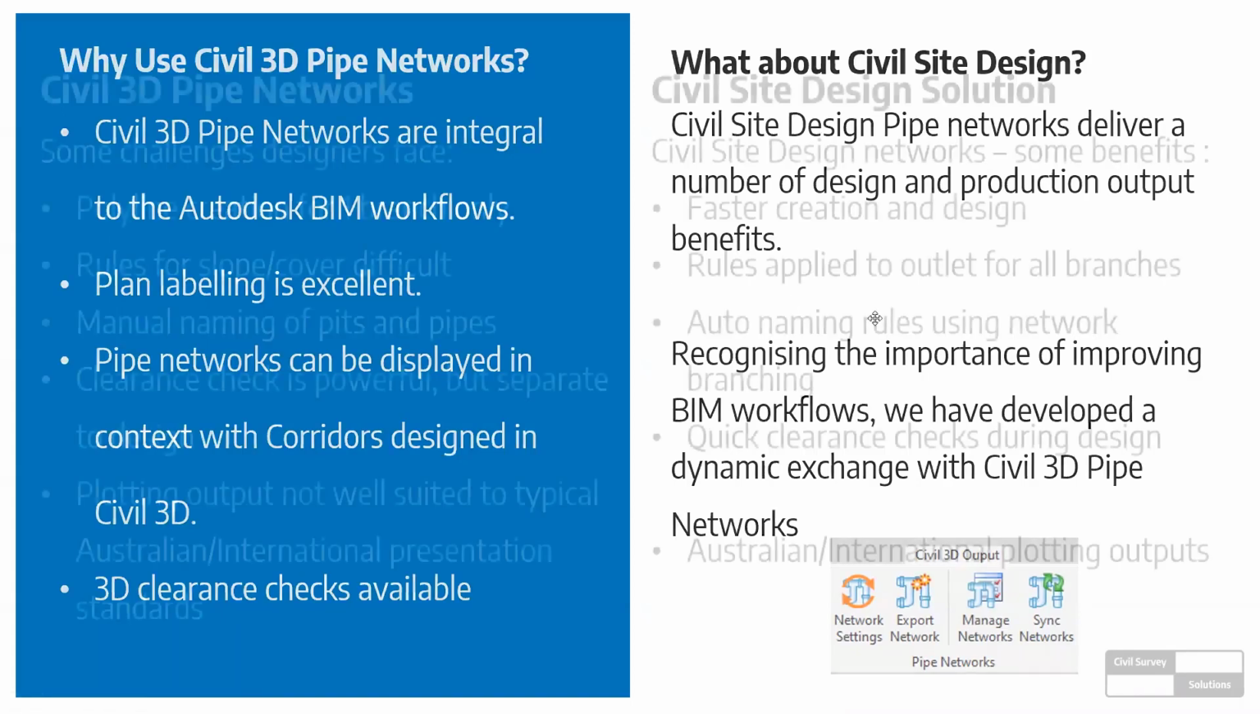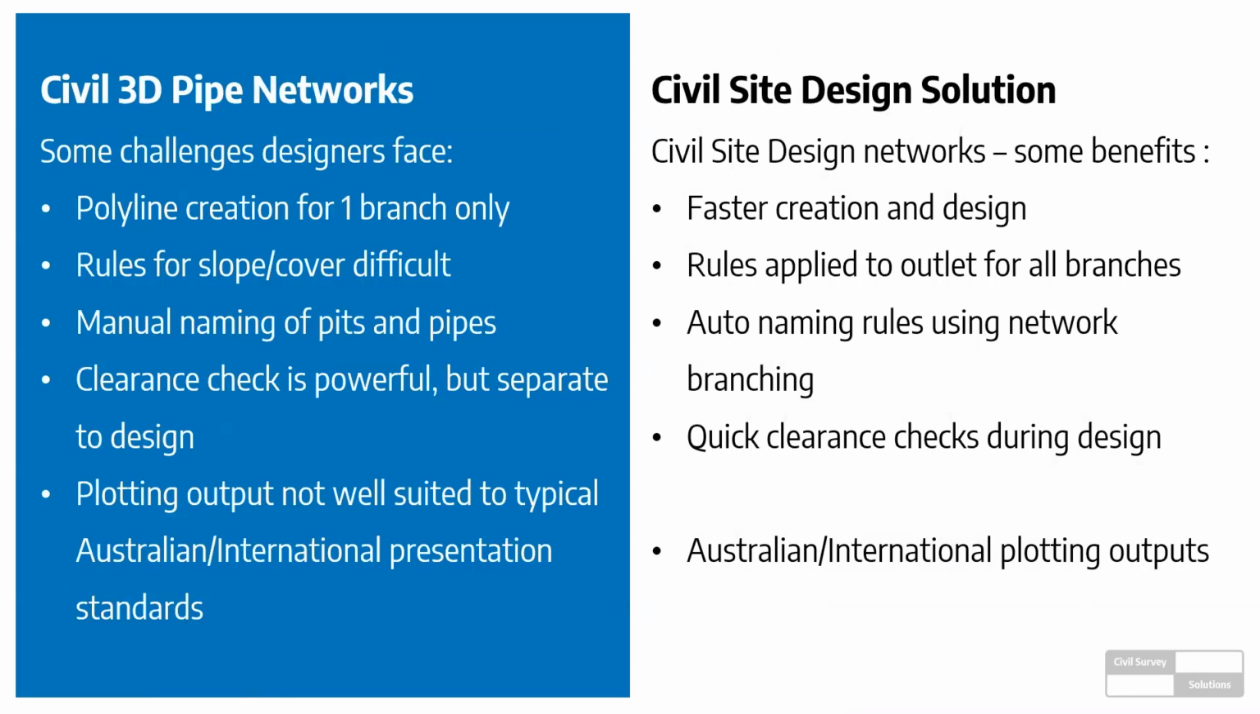A couple of challenging design aspects of Civil 3D pipe networks I've found are about creating branch systems from polylines. I find it's easy to do it for one branch and then the rest is a click-clack exercise. The rules have always been a challenge for me. Maybe you can get them to do a better job than I can, but it seems you do one set of rules and then you potentially violate another branch. The naming of pipes and pits, or as Civil 3D calls them, structures and pipes, is generally manual. There is a naming convention, but it's not really based on branches.